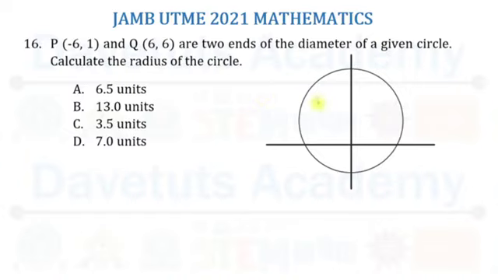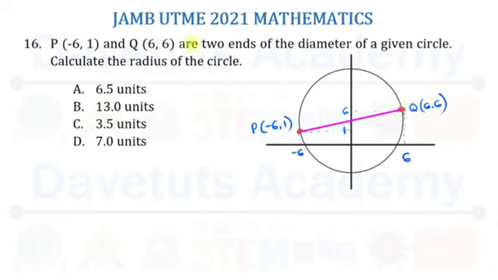So we are being told that there are 2 points, P and Q. So this is point P, which is minus 6,1, and this point Q, which is 6,6. So you trace just like this. So this will be 1, and here will be minus 6, and also this will be 6, and this will be 6. Okay, I think that is quite looking like it. And then we are told that these two ends of the diameter of the circle, they are just like this.